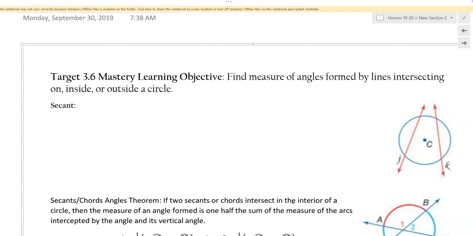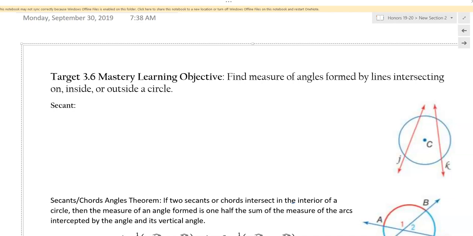Alright, looking at target 3.6 mastery learning objective. Find measures of angles formed by lines intersecting on, inside, or outside of a circle. Okay. So the first thing we have to look at is the definition of what a secant line is.